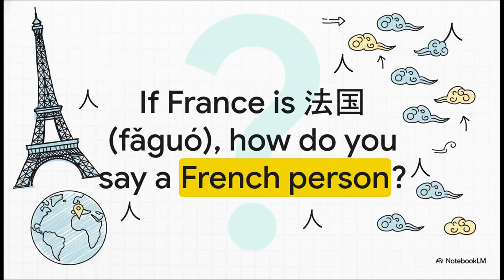You now have the formula country plus rin. The word for France in Mandarin is 法国, and it's pronounced 法国. So, based on everything we have just covered, how would you put those pieces together to say a French person? Think about that pattern. I'll leave you with that question to work on.